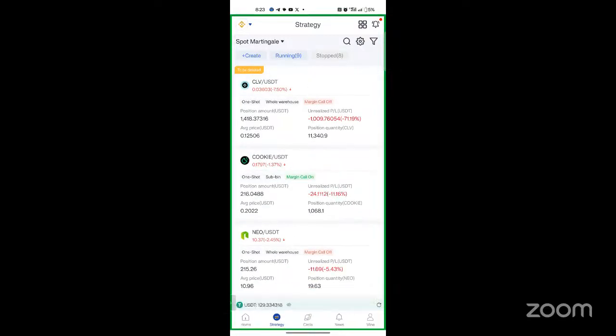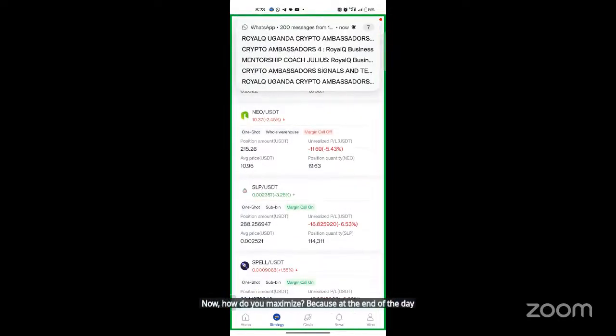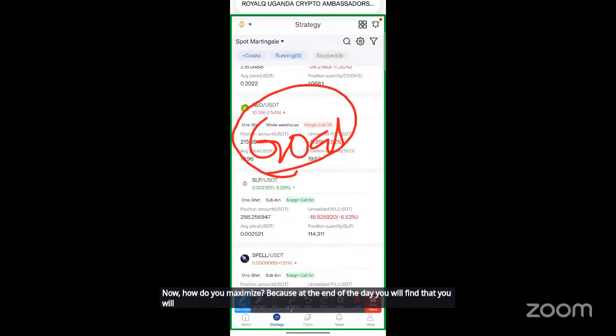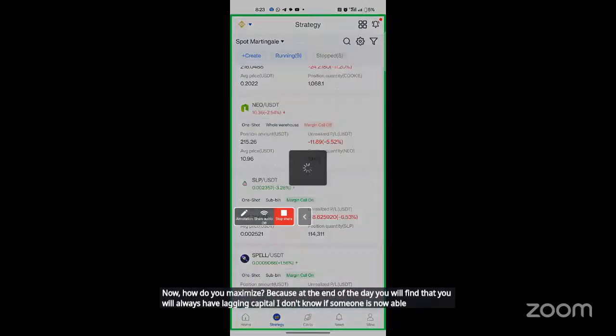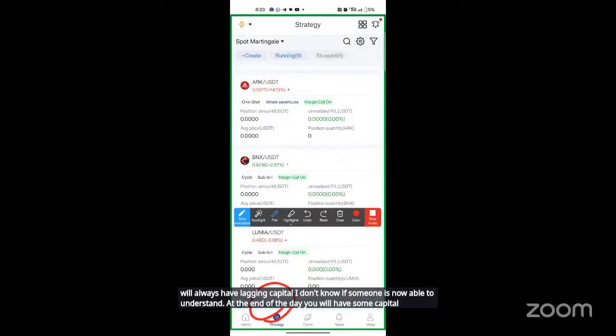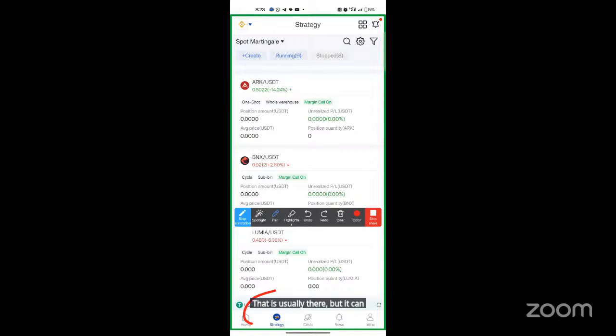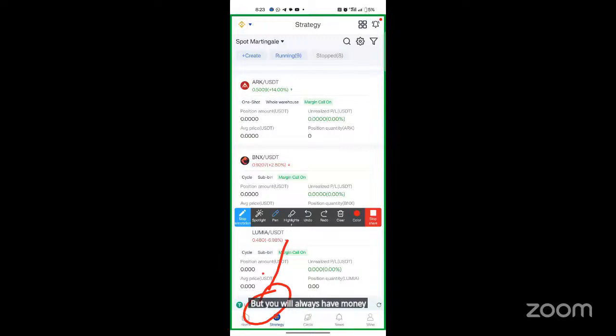Now, how do you maximize? Because at the end of the day, you will always have lagging capital. At the end of the day, you will have some capital that is usually there but unused. Does that make sense? This is just little, but you will always have money in your account that is never used. I'm trying to bring in a different perspective. You'll have money that is never used.